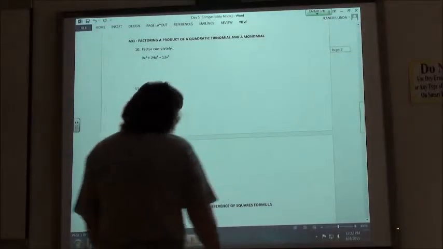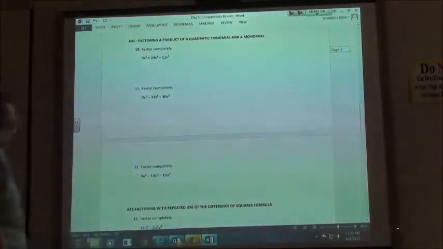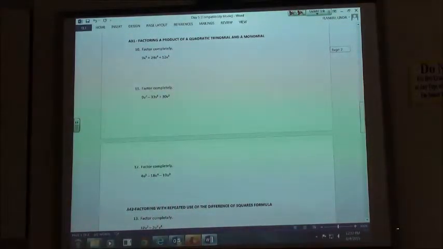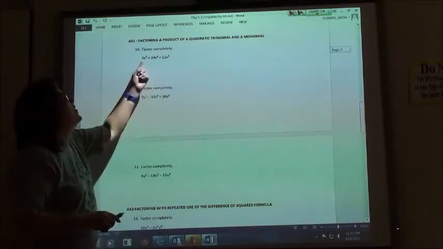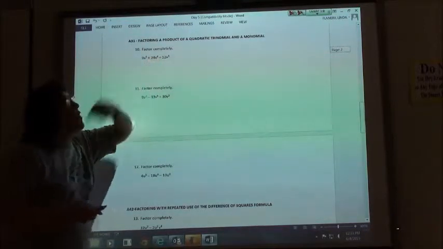The next one says factoring a product of a quadratic trinomial and a monomial. It's still got three terms, but it's not a quadratic expression yet. But normally when you read and it says factor completely, that should be a big flag that says, oh, there's probably a greatest common factor that I have to take out first, and then I'm going to try to factor what's left.